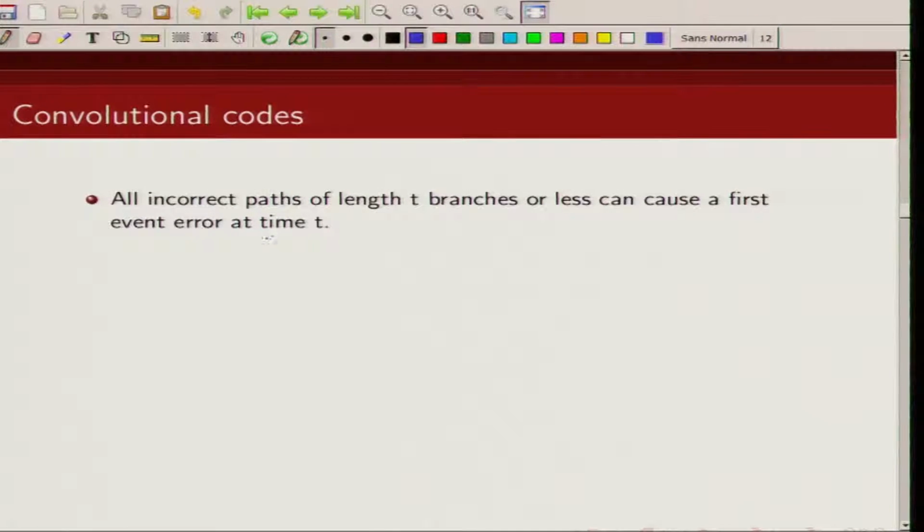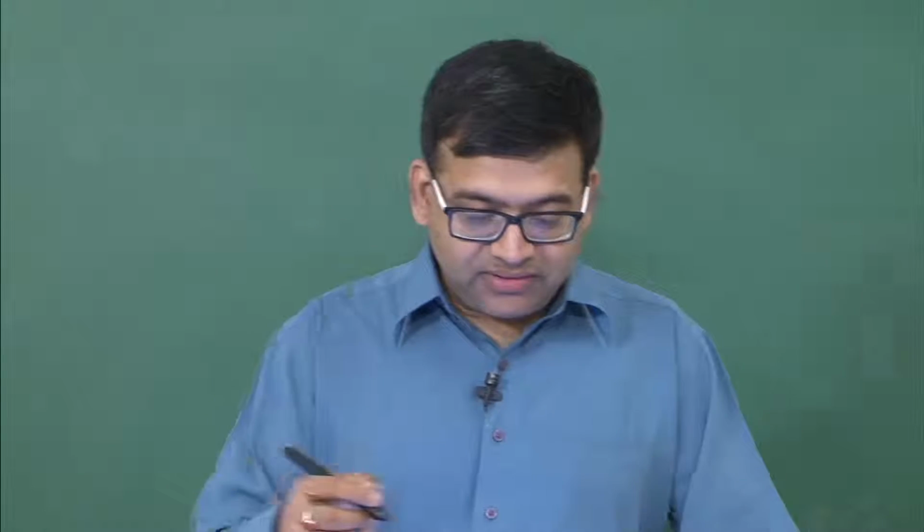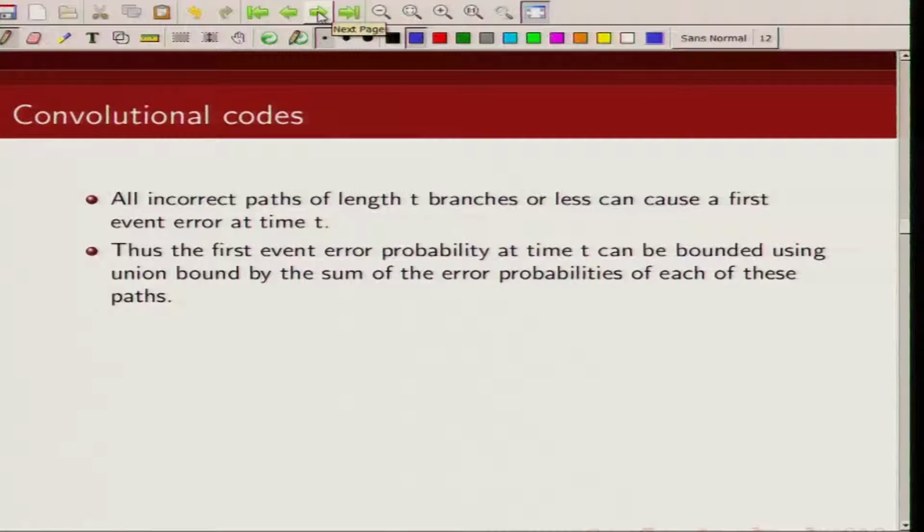Now, if we are looking at time t, then all incorrect path lengths of length t or less can cause first event error. So, we would now use the union bound to essentially upper bound this probability of first event error. So, what does the union bound say? The probability of a union of errors is upper bounded by the sum of the probabilities of the errors.